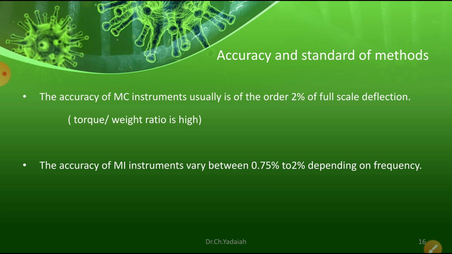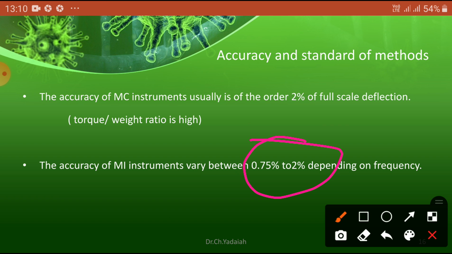iron instruments, which varies between 0.75% to 2% depending on the frequency value. If the frequency value changes, the accuracy also changes, and that's why it is limited between these values. Whereas in the moving coil instrument, it is independent of the frequency, it is 2%.